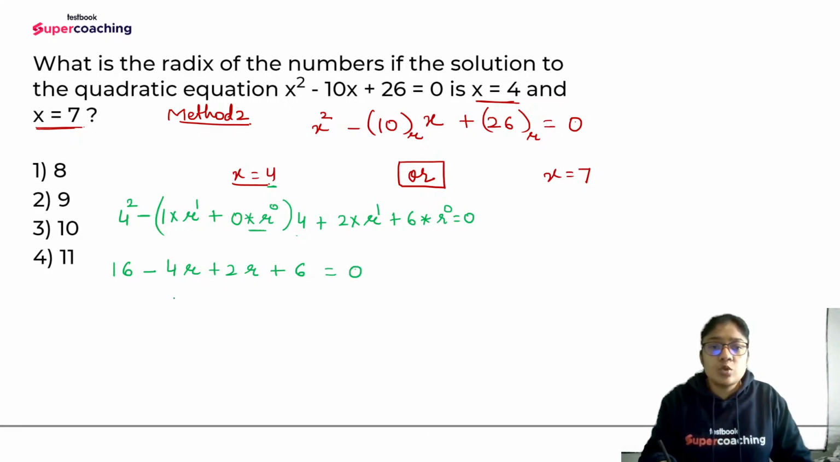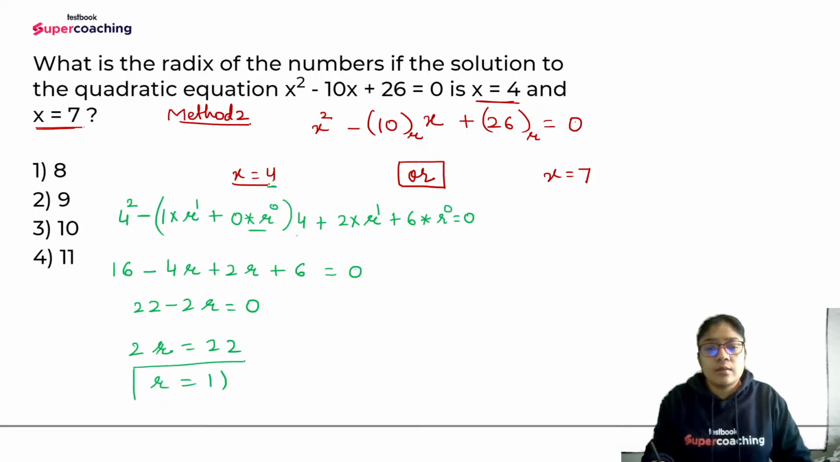So this comes out to be 22 minus 2r is equal to 0. So we can say that 2r is equal to 22 and r is equal to 11. So we have got the radix as 11. So the answer is option D.